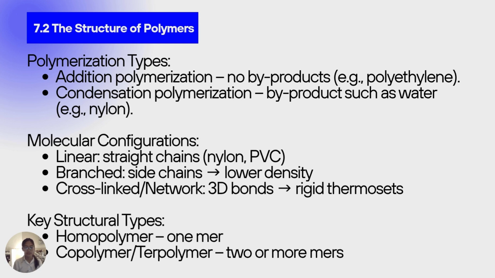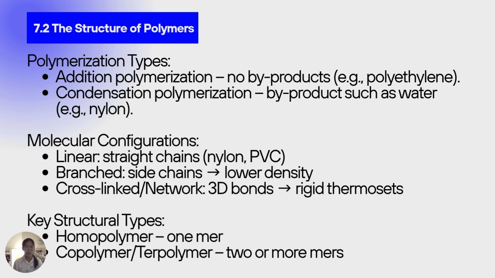Polymers can have several structural configurations. First are linear polymers. Like PVC and nylon, they have straight chains and can be flexible. Branched polymers have side chains that lower their density and crystallinity. And the last are cross-linked and network structures, which form rigid three-dimensional frameworks typical of thermosetting plastics like epoxies and phenolics.